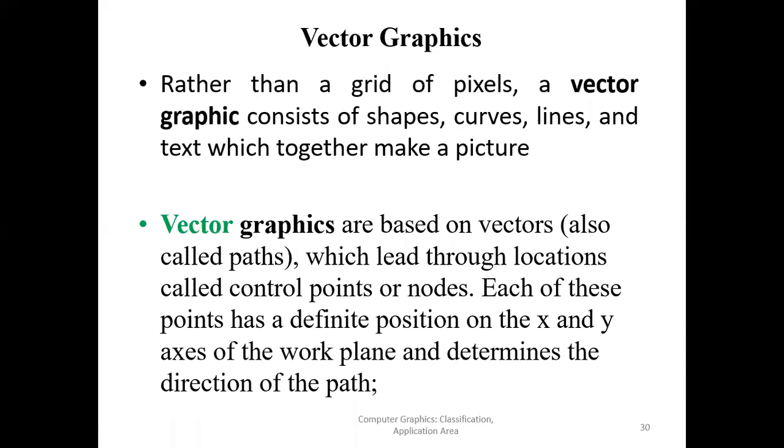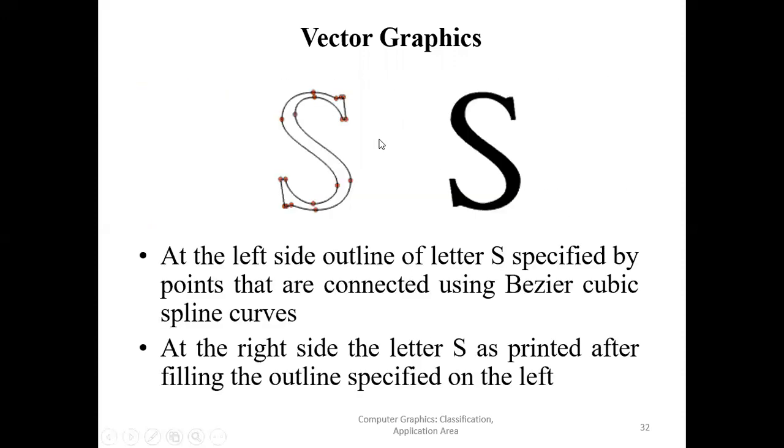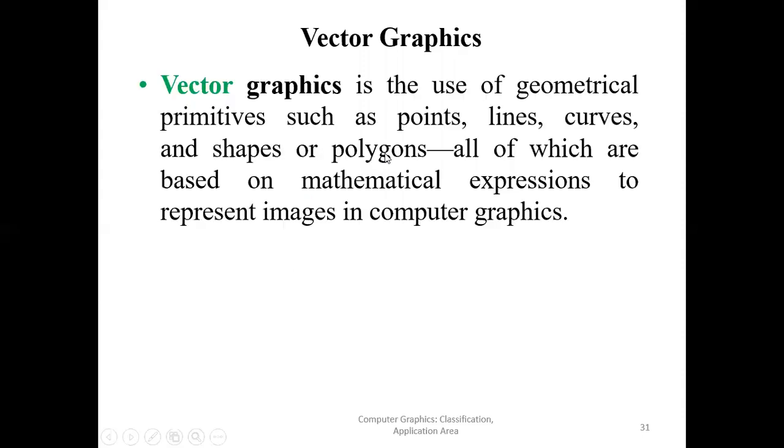So what is a control point and control node? In the next picture, let's see the example. You see here, you can draw an S using vector graphics. To draw an S, you first fix some points like this. You see the points here? First, you select these points, and after finding these points, you use mathematical formulas to draw lines between these points. From this point to this point, you draw one line. From this point to this point, you draw one line. Those can be straight lines, curves, points, shapes or polygons.